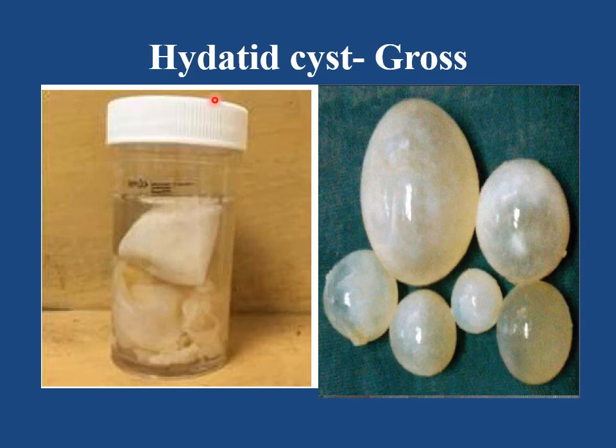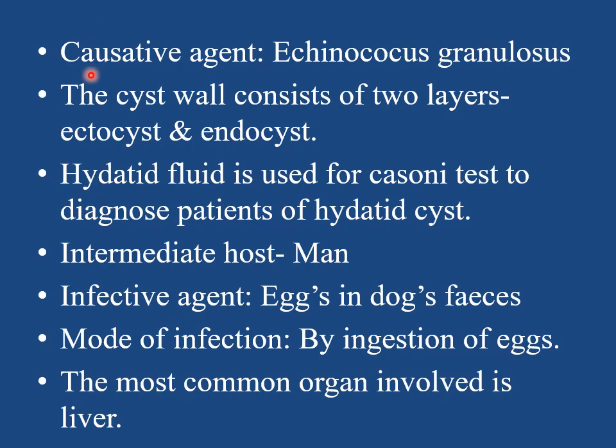Next parasitic spot is hydatid cyst. This is the hydatid cyst we can see, and this is the larval form of the parasite Echinococcus granulosus. The cyst wall consists of two layers, ectocyst and endocyst. Hydatid fluid is there inside this cyst, and this can be used for the Casoni test to diagnose a patient of hydatid cyst. But nowadays, the Casoni test is not preferred as so many good techniques to diagnose the disease are available.